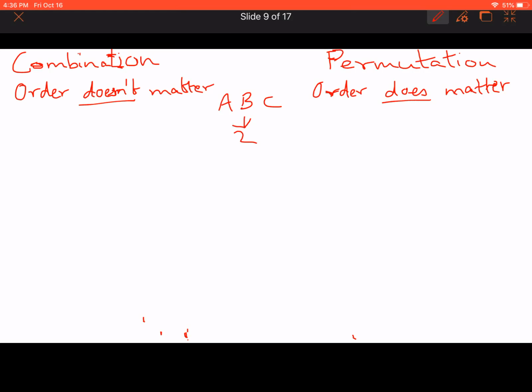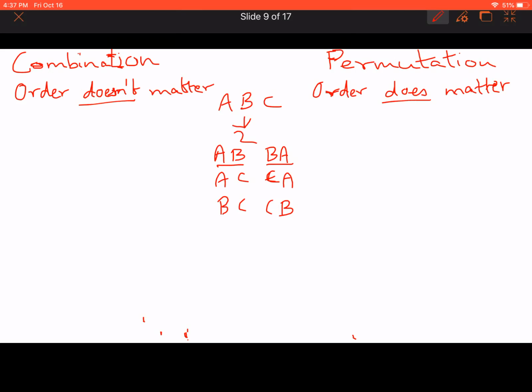So as per the order, we'll just write AB, BA, AC, CA, and BC and CB. These are the 6 arrangements we'll get. So when we pick a ball, the first ball should be A followed by B, or the first ball should be B followed by A. If that orderliness is there, then we'll get 2 arrangements.